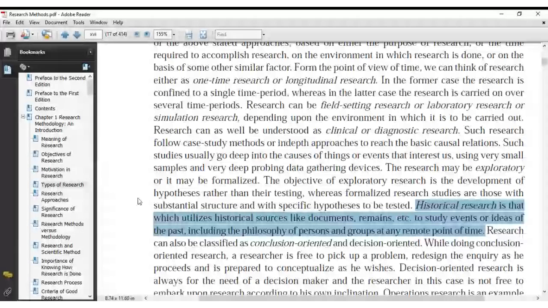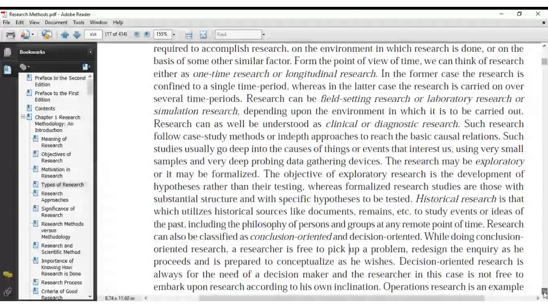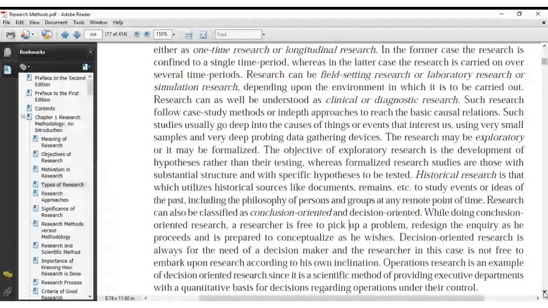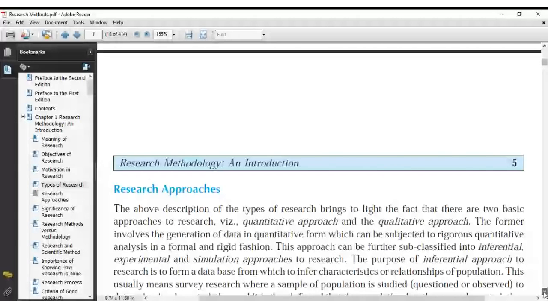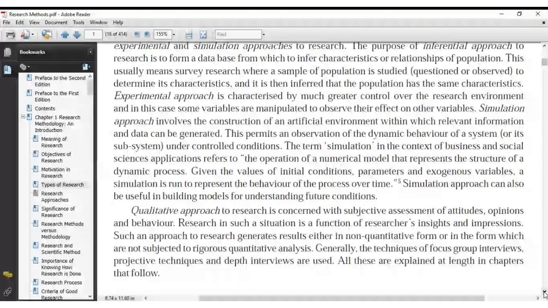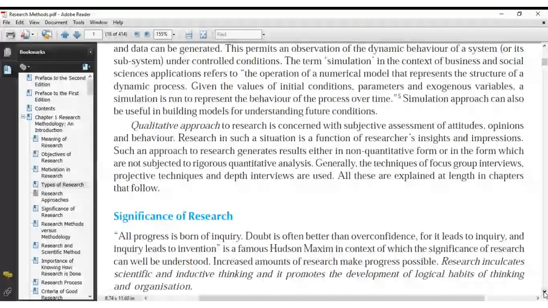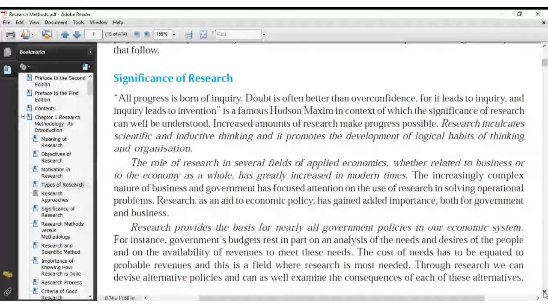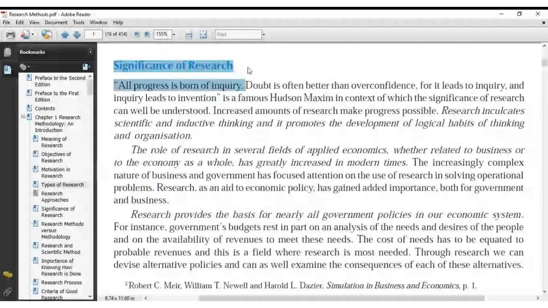Let's move on to research. Research approaches are basically research types, so we are not going to go into that. Let's look at significance of research. Why is research important? I have stopped sharing that document so that now we can discuss what are the importances of research.